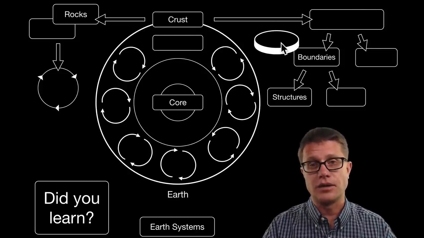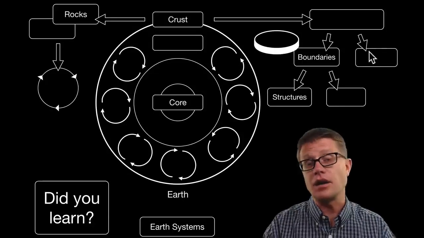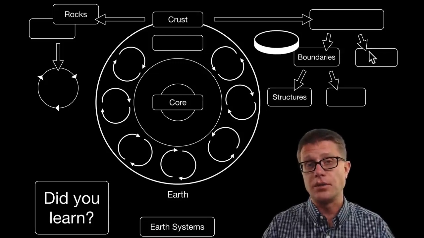An example would be the Ring of Fire. Where we have boundaries, we can build up structures like volcanoes, mid-oceanic ridges, but we can also have natural hazards. And then remember, not along boundaries, but just within the plate, we can have hotspots.